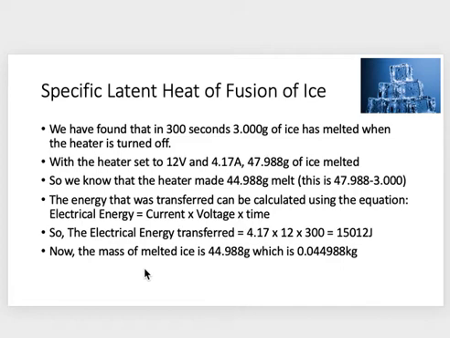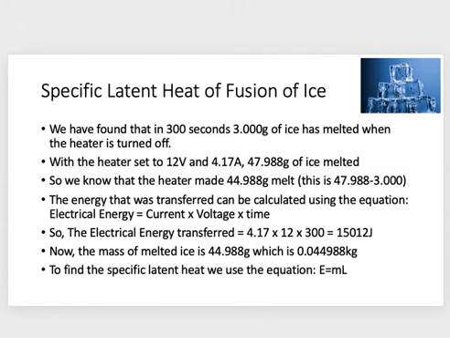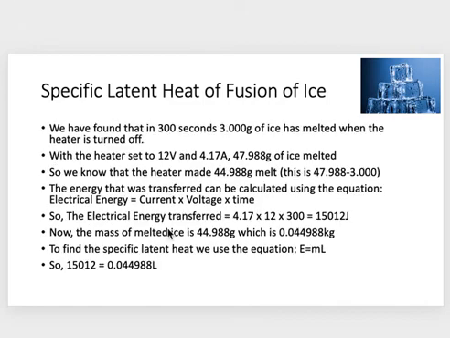Now the mass of the melted ice is 44.988 grams, so we can convert that into kilograms, which is 0.044988 kilograms. So now we've got all the information we need to find the specific latent heat. We use the equation, the energy equals the mass times the specific latent heat.